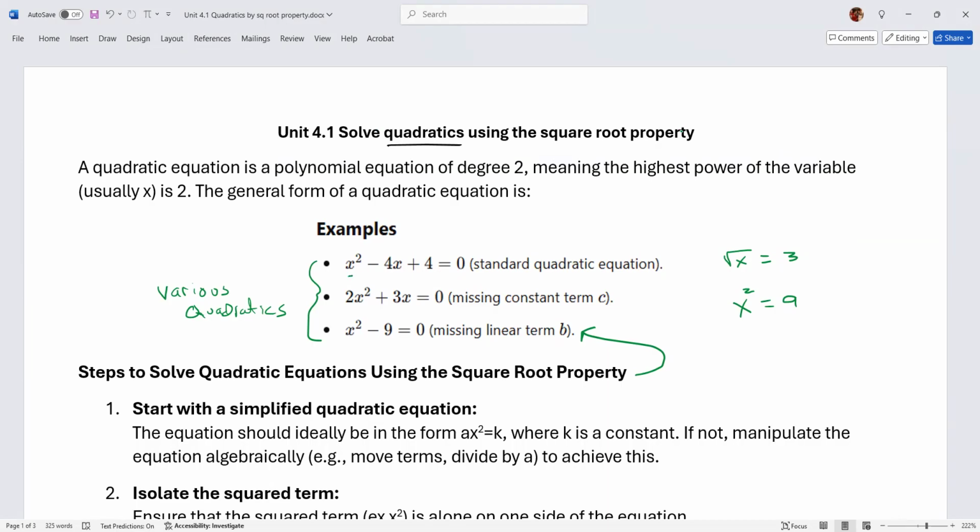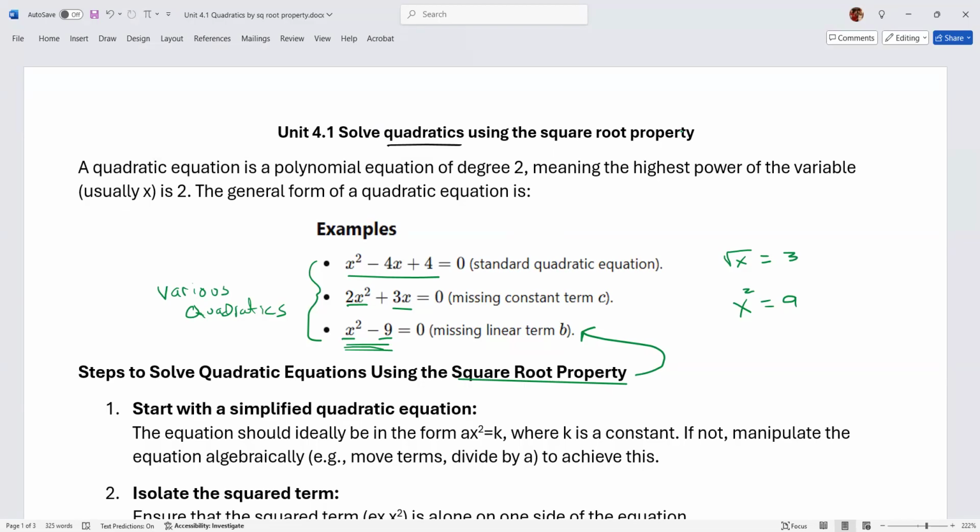Here's the full, standard quadratic. It has a square term, an x term, and a constant. Here's another version where you have just the square term and the x term, but no constant. And then it could be just the squared term and a constant, but no x term, a missing linear b term. So what we're going to focus on here is using the square root property, which is going to focus on a situation like the third, where we have a squared term, but no x term.